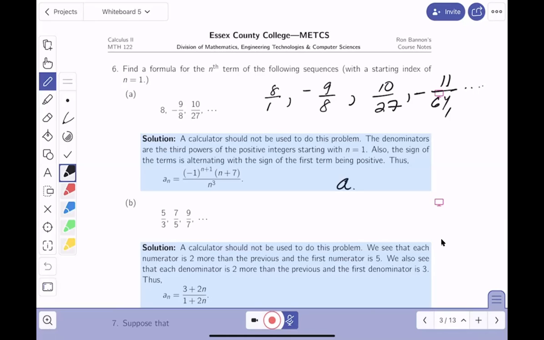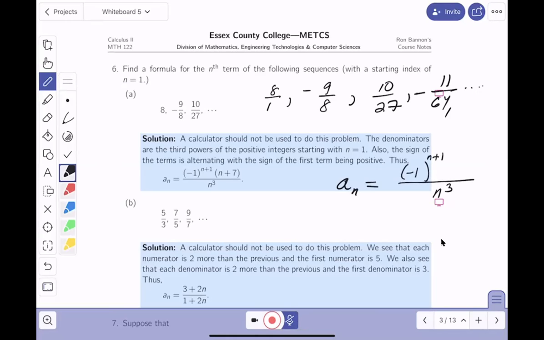So I'm going to write down a_n is equal to, the bottom looks pretty easy to predict. If I'm starting at 1, it's just going to be n cubed. Now, it's alternating, so I'm saying minus 1 to a power. But the first term is positive and the second term is negative, so I'm going to say n plus 1, and that gives me alternating signs. Let me just check to see if that's true. If n is 1, I would get a positive number. If n is 2, I would get a negative number, and so forth.